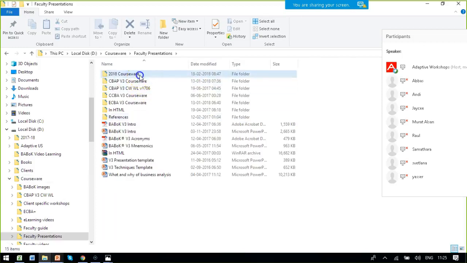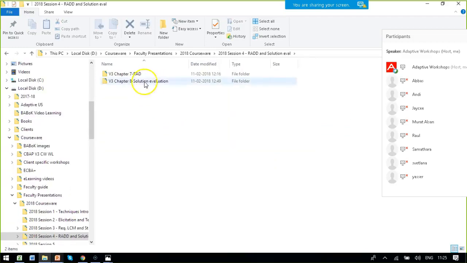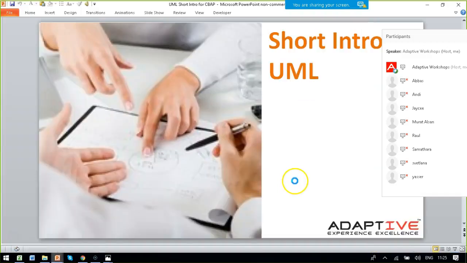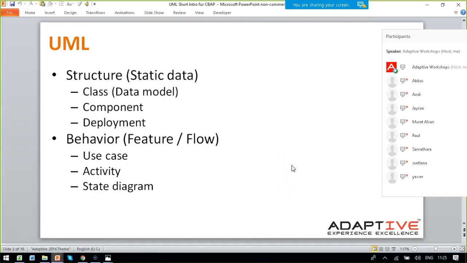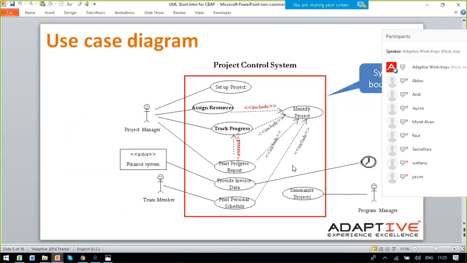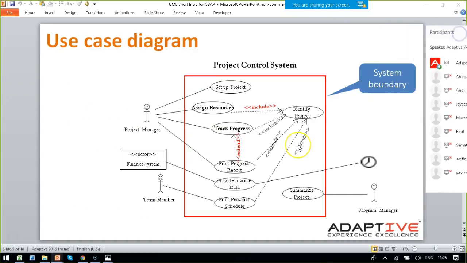Faculty presentation 2018 courseware, RAD and solution evaluation. This is what I wanted to cover, mainly the UML part. Okay. I think UML is something that you are expected to answer in CBAP, so I thought I'll keep it for this session.